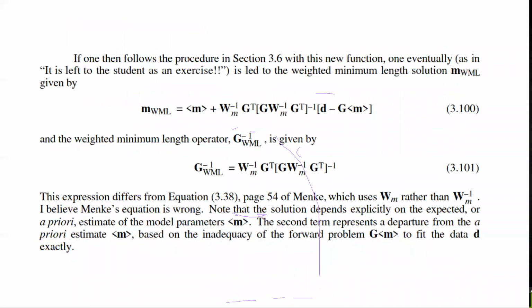And if we go through the same analysis, then the weighted minimum length solution is given by this, where we have the inverse of the weighting matrix, and it's all here.